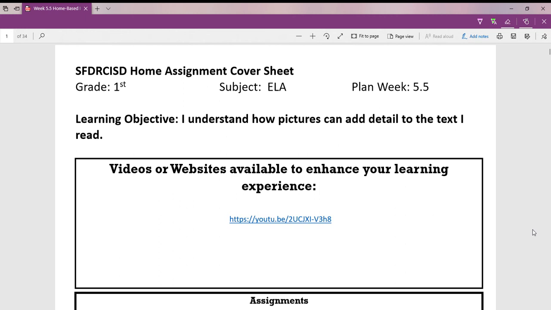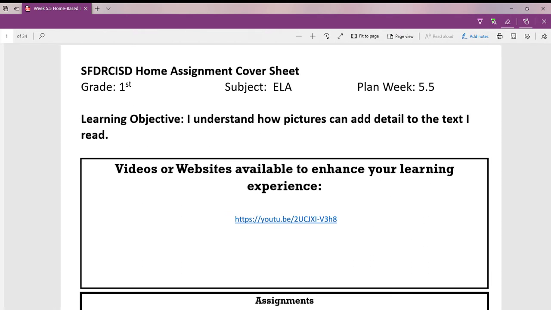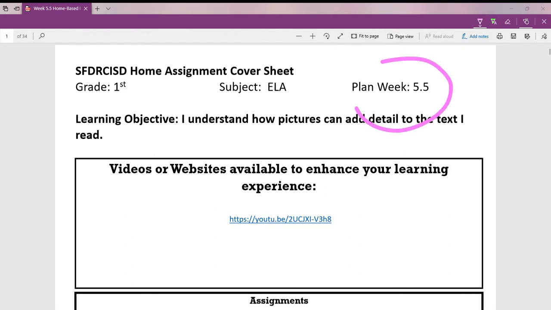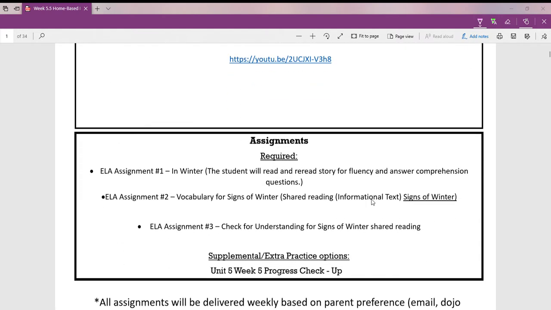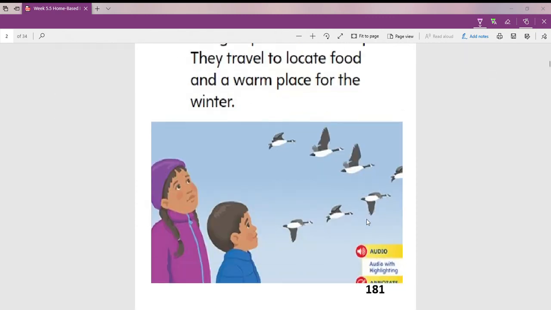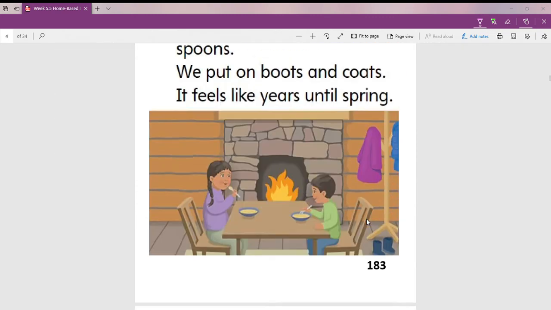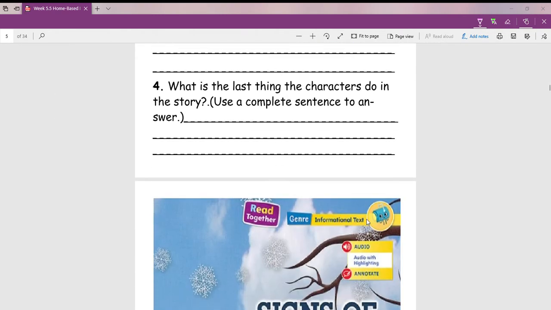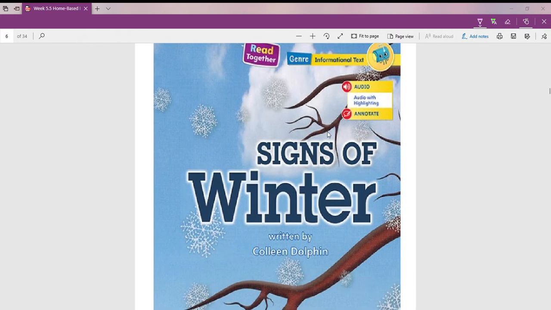Hi boys and girls, I'm going to be going over activity number 2 for week 5.5. Can you see week 5.5 right here? Okay, so we're doing activity number 2, vocabulary for signs of winter. We're going to go down to the second story. Mine looks a little bit blurry, I don't know why, but I think you can see it okay.